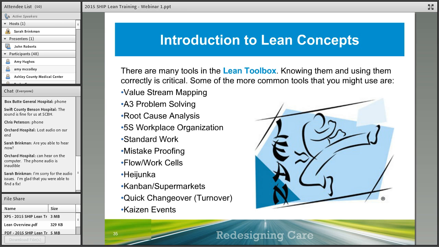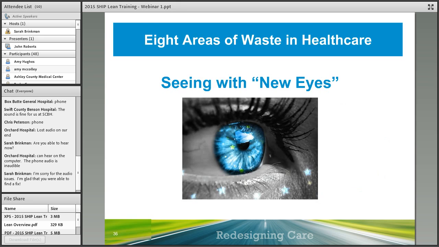Here's just an overview of some of the tools that you might hear in lean. Things like value stream mapping, A3 problem solving, 5S workplace organization, standard work, mistake proofing, Kanban, Kaizen. So those are things you're going to hear as we move forward in talking about some of the tools of lean.